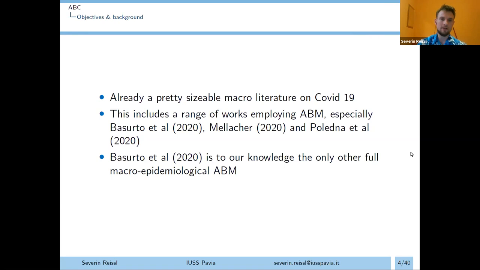There's also a paper by Patrick Mellacher, which incorporates a very, very detailed epidemiological side and a much more simplified economic framework. And then I would also mention the agent-based model by Sebastian Poletna and his co-authors, which they have applied to an evaluation of the economic fallout of the pandemic. And yeah, as I hinted, the paper by the group from Bielefeld is, in fact, to our knowledge to date, the only other fully fledged macro-epidemiological ABM.